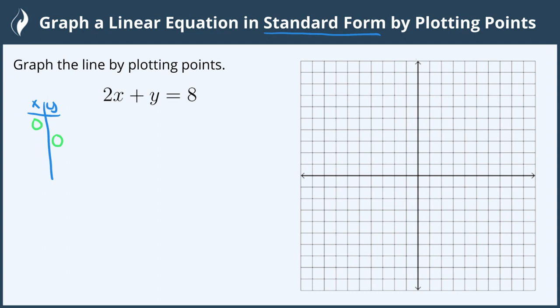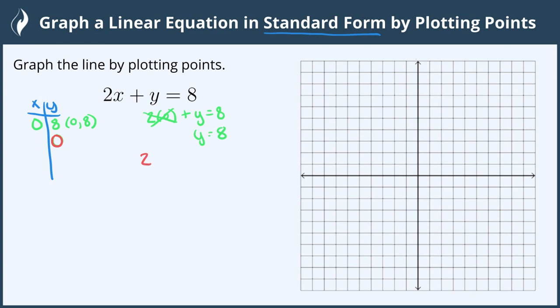So let's go ahead and substitute 0 in for x. So we get 2 times 0 plus y equals 8. 2 times 0 is 0, so we get y equals 8, and that's why 0 is my favorite. So we fill in our chart with 8, and we can write the ordered pair (0, 8) if we'd like to, and move to the next point of 0, substituting in for y.